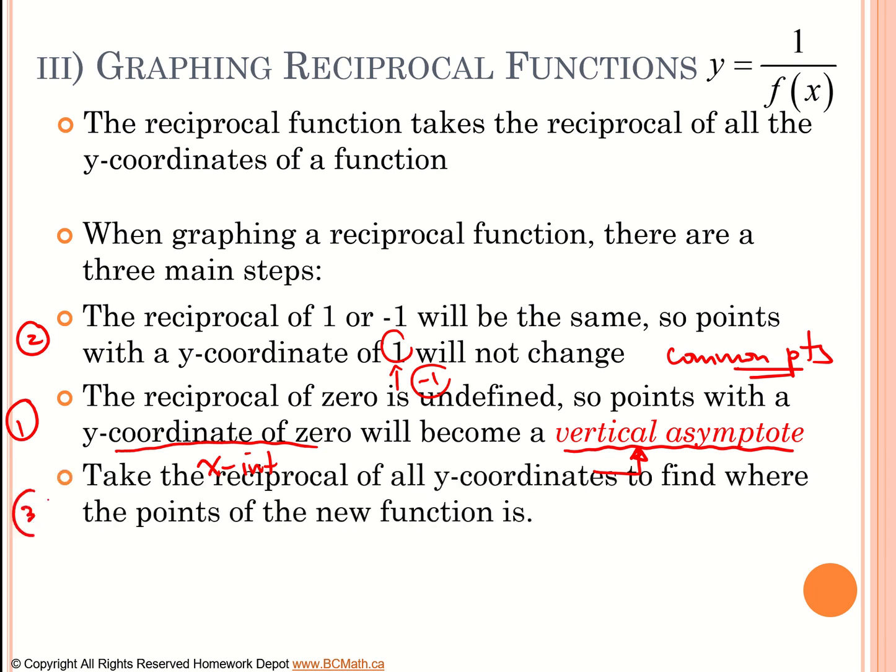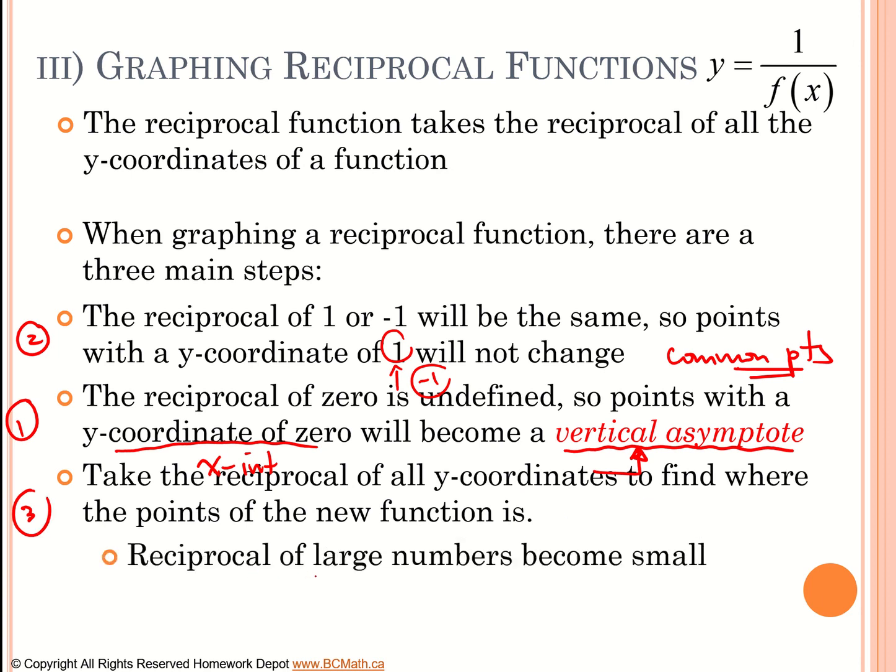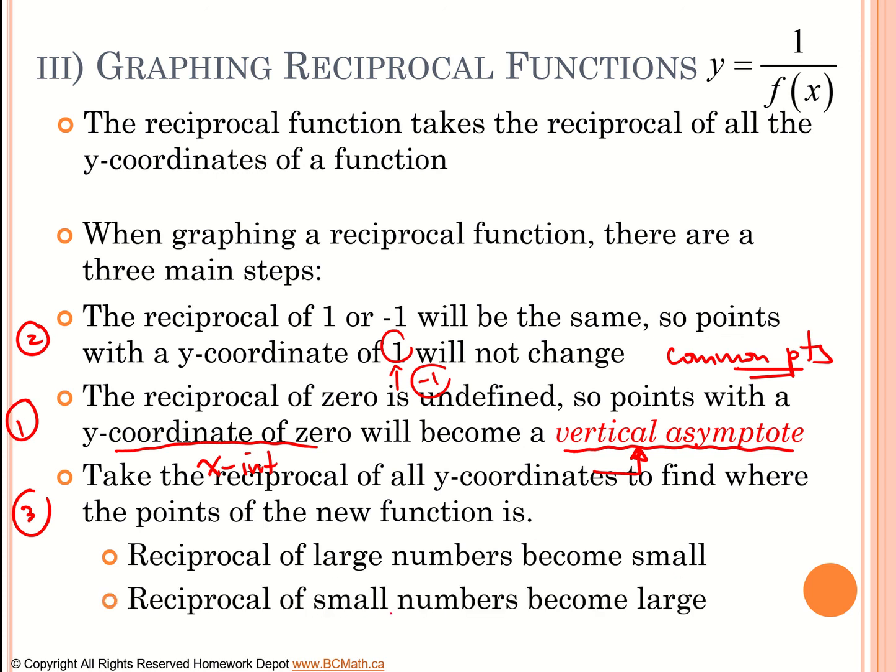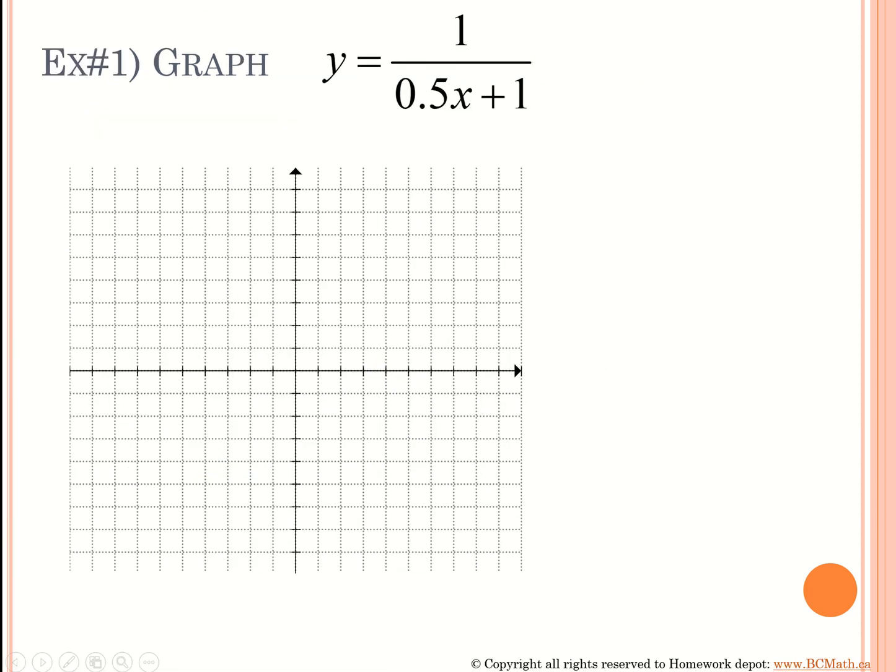Here's your third step. You take the reciprocal of all the y coordinates to find out where the new function is. So in general, if you have a bunch of large numbers and you take the reciprocal of them, they become smaller. And when you have small numbers, you take the reciprocal of them, it becomes large. Okay? This is the hard one. This is the one where I'll probably need to explain a bit more. Alright? Okay, let's move on.